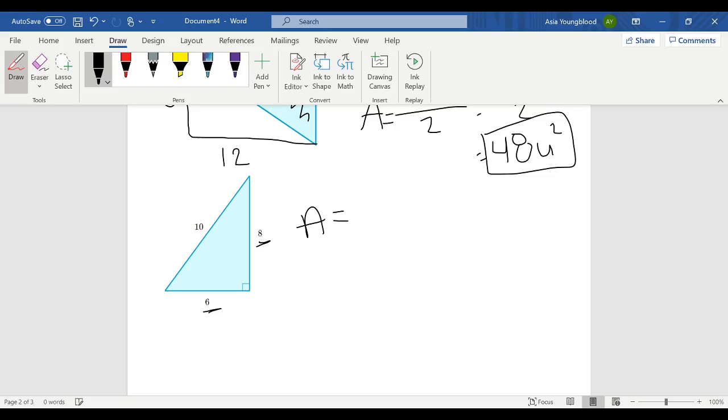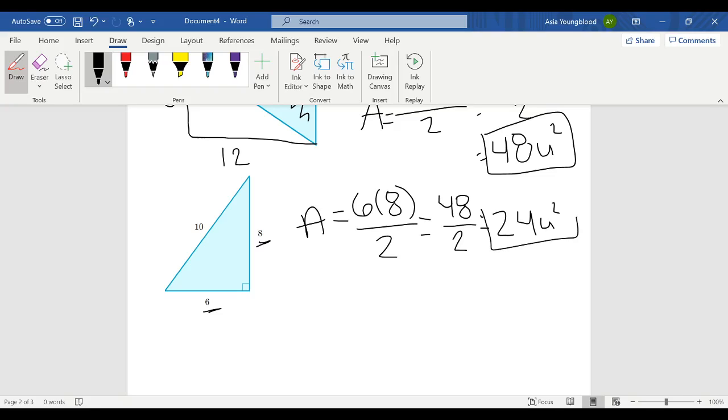So we're doing base times height. So 6 times 8 divided by 2. 6 times 8 is 48. Divided by 2. So the area for this right triangle is going to be 24 units squared. All right. So again, we don't use this 10 because it's not the base or the height. You have to use the two sides that make the right angle, 8 and 6 in this specific example.